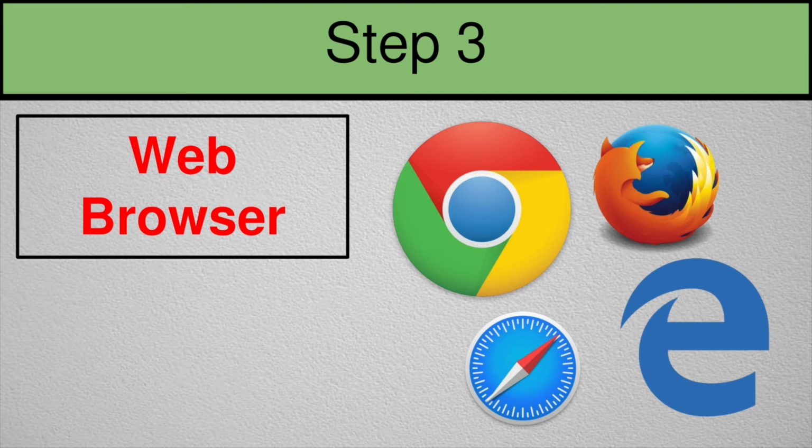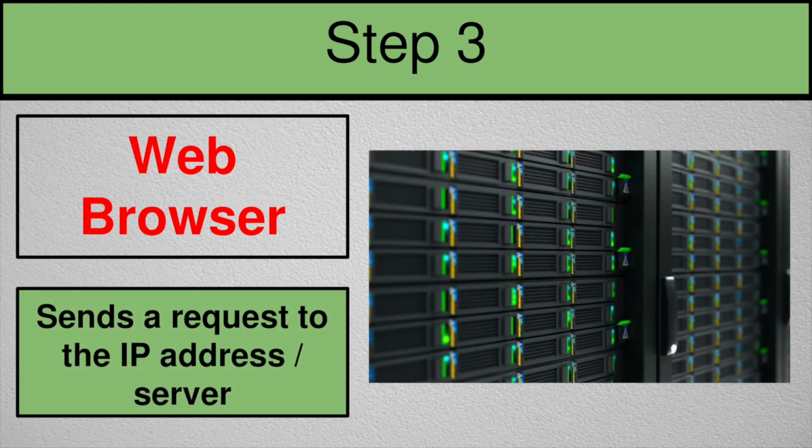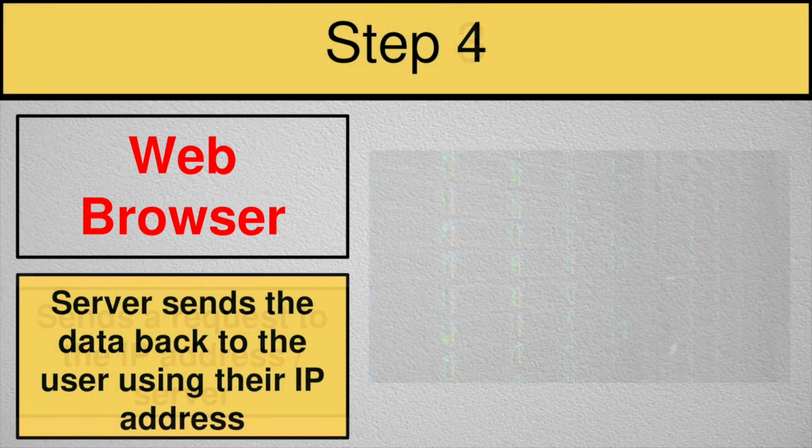What happens next is that your web browser sends a request to that IP address. Imagine it's like sending them an email to request information. It's the same thing. They're sending a request to the IP address or to the server. Now the picture on the right is what a server would look like. The reason why I put that there is because you probably have already recognized it from your tech room, your IT technician's room. Step 4.